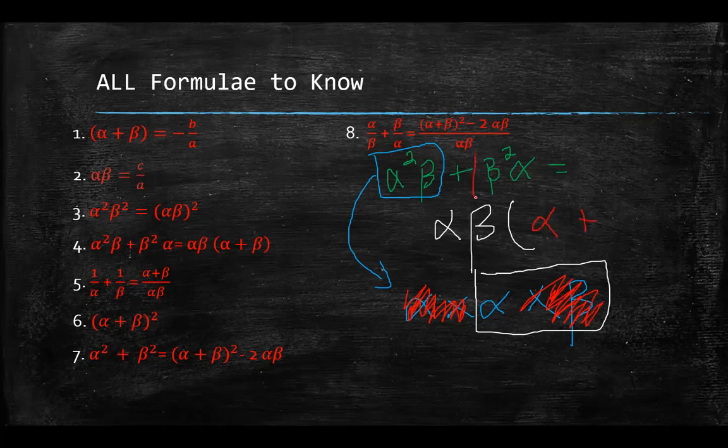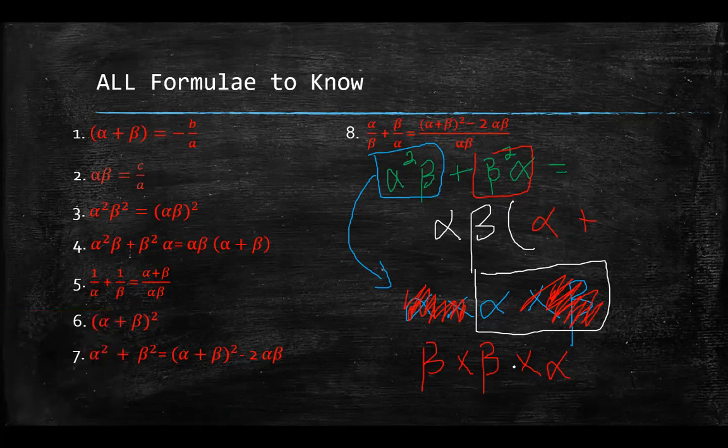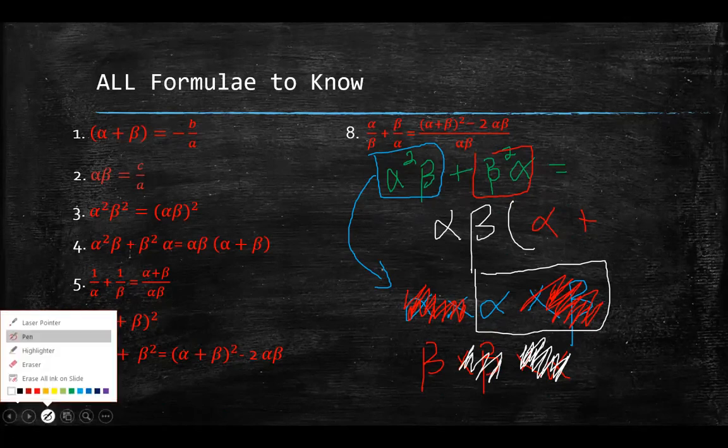Look at this box now. Beta squared is the same as beta times beta, and then you also have an alpha. I take out the alpha. So what would I remain with there? Beta and beta. And then I take out the beta too. So what's remaining there? Just beta.